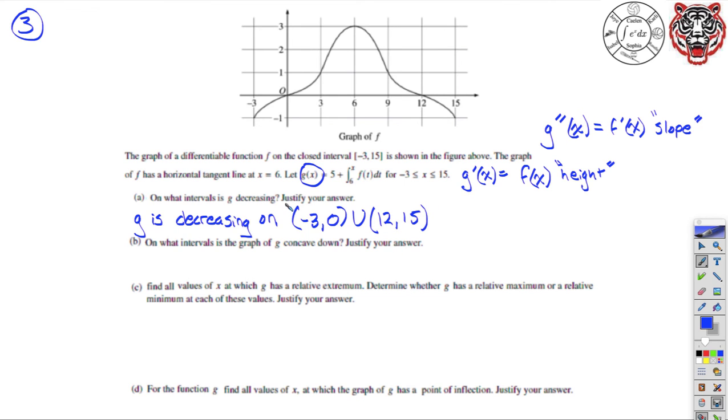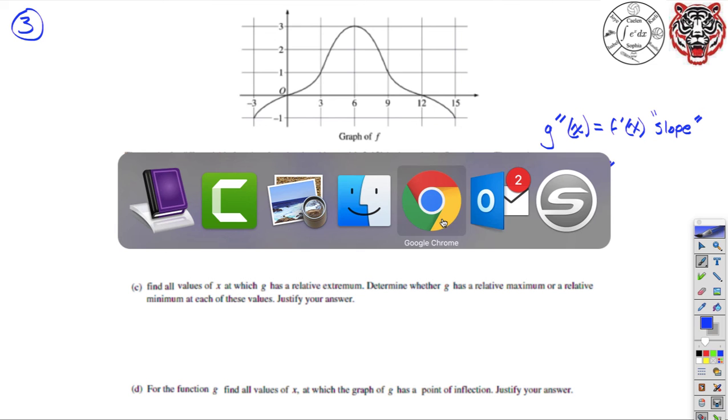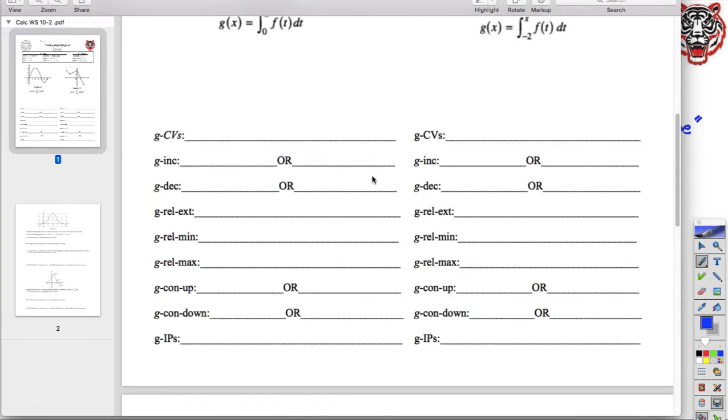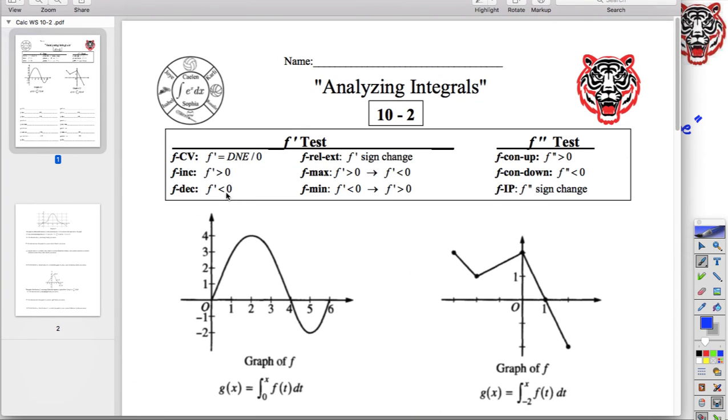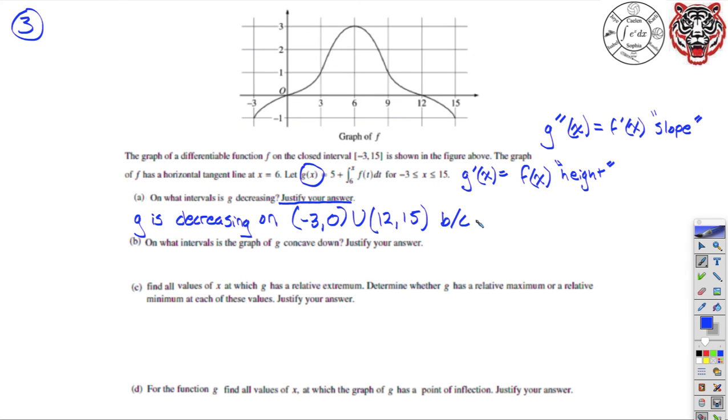Okay, but we're not done. It says justify your answer. So on all of number 3, on all of number 4, the way that you justify your answer, you'll say because, and then you'll literally use a definition from our very top here. You use one of these as your explanation. That's all you have to do. So, because of what?